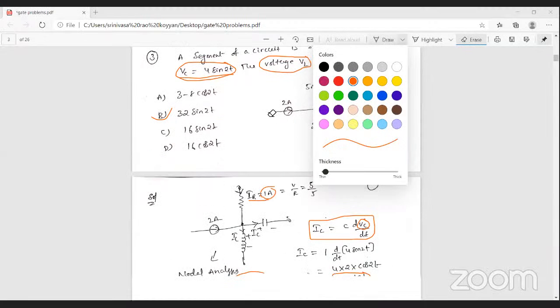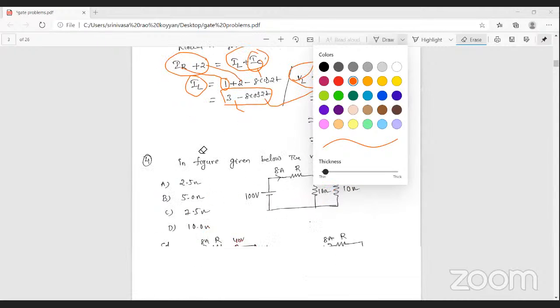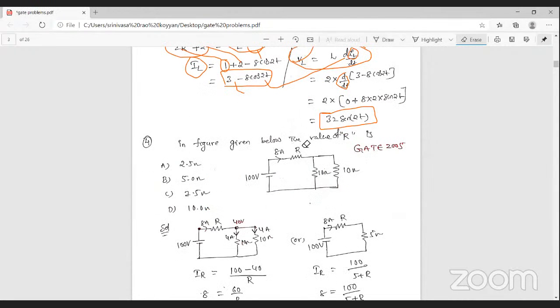The next problem, number 4. In the figure given below, find the value of the resistor R. So you want to find the resistance value R from this network. Here the network has a 100 volt source. The total current passing is 8 amperes, and the resistance is an unknown value, along with a 10 ohm resistance and another 10 ohm resistance. From this you can observe that 8 amperes of current is passing through this node.